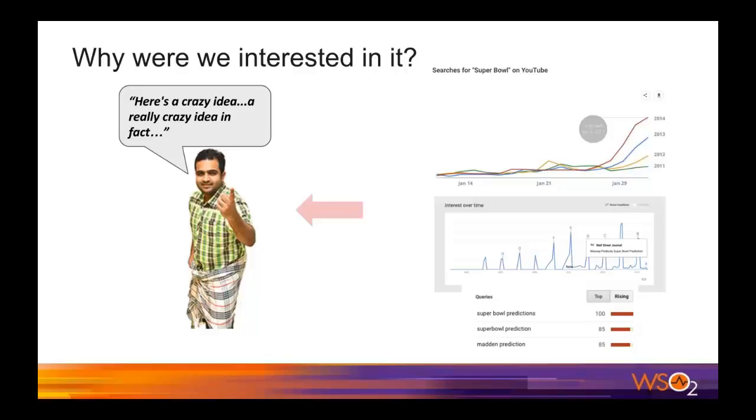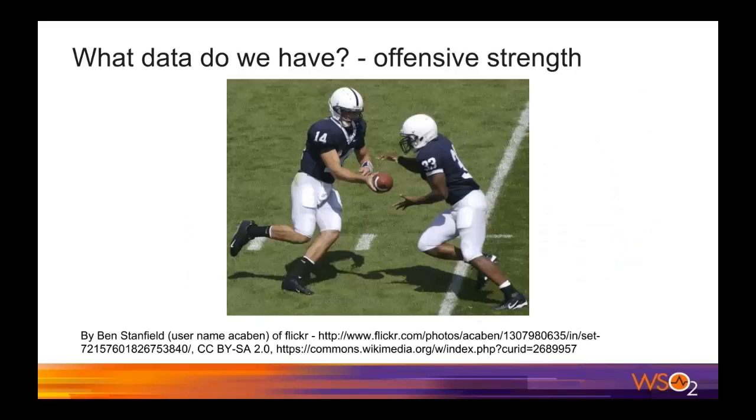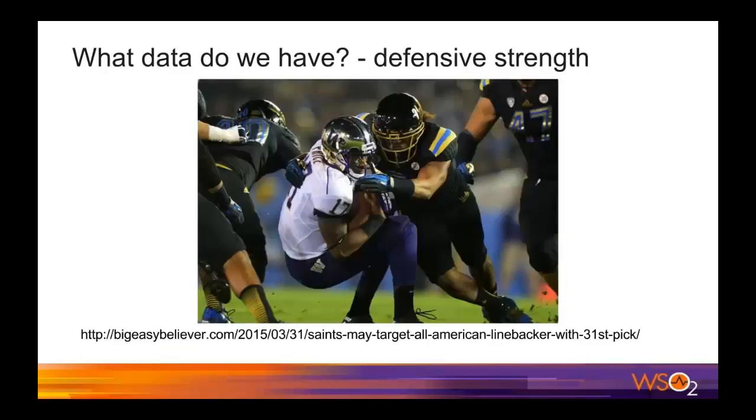Then we started getting into the work of analyzing and predicting this Super Bowl. The first step was to identify the data. When we analyzed the game, we realized that there are two main areas we need to focus on, mainly the offense aspect and the defense. There are several measurements you could use to measure a team's strength from the offensive aspect as well as the defensive aspect.